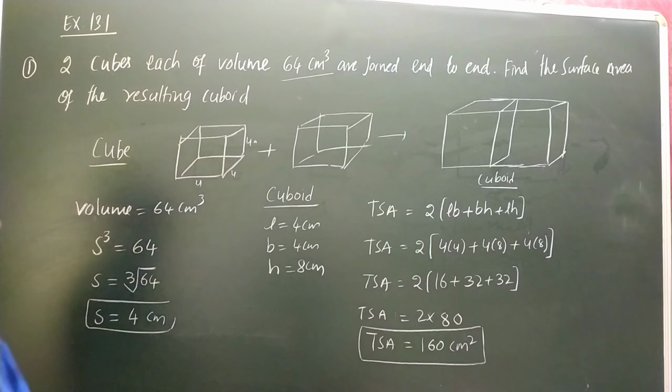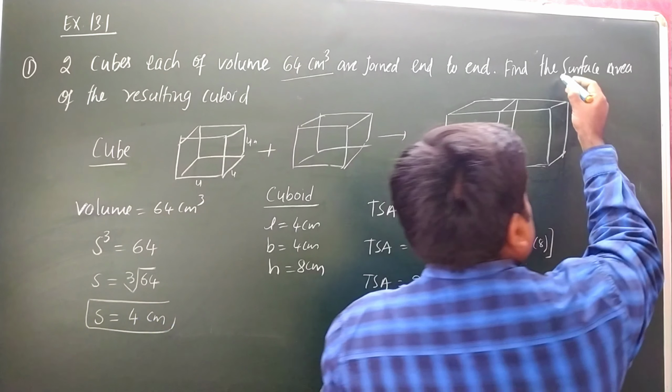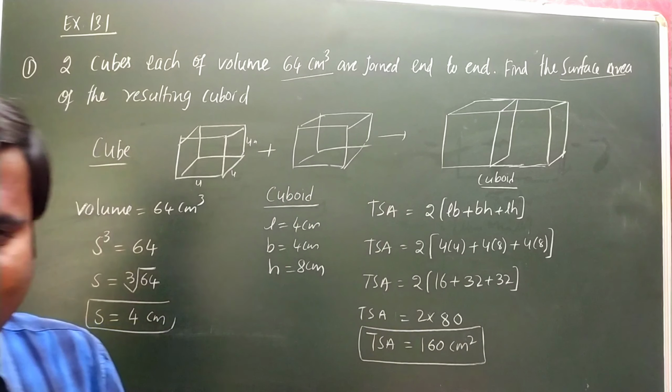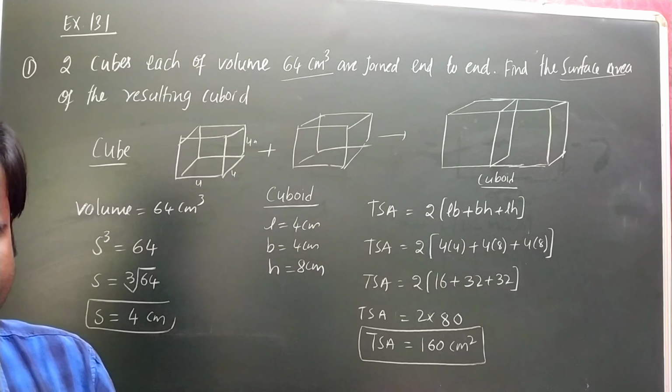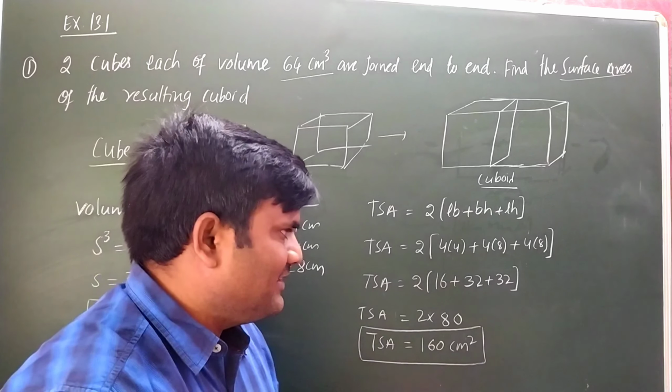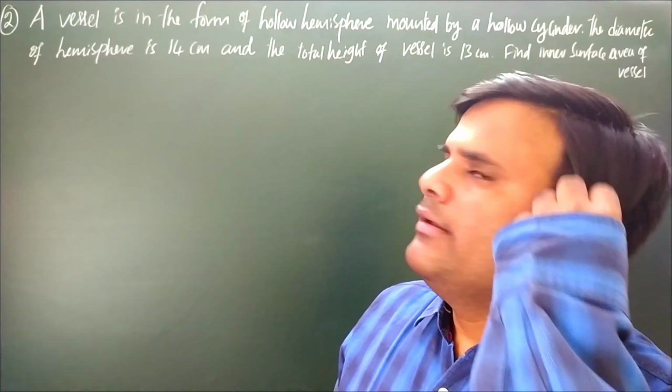So the total surface area. Here the question is asking surface area. Surface area means you always find the total surface area only. So the total surface area is equal to 160 centimeter square.